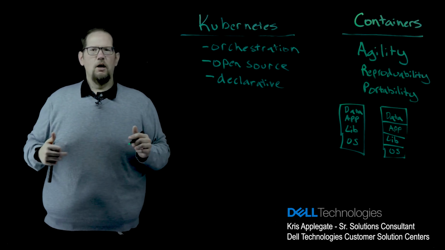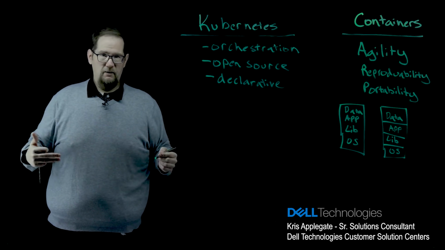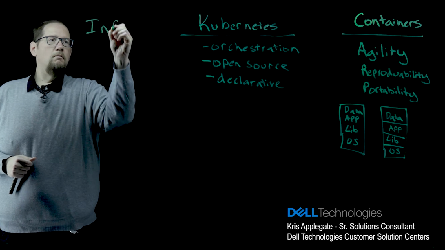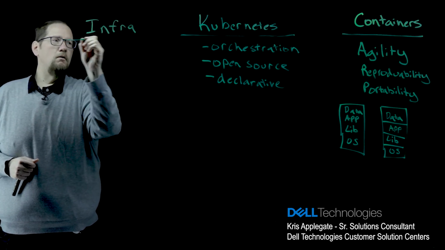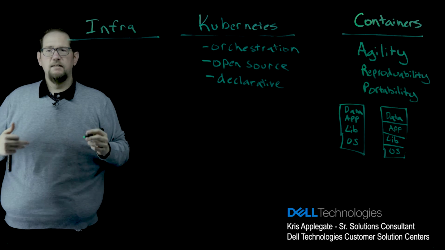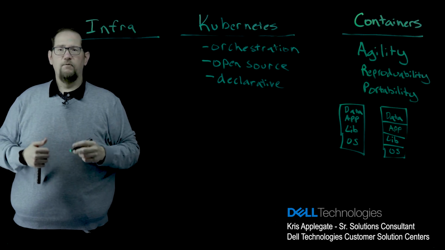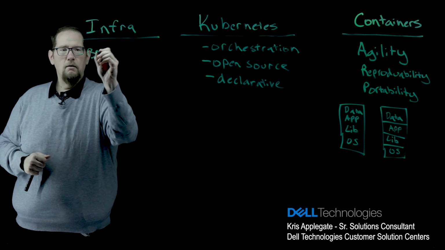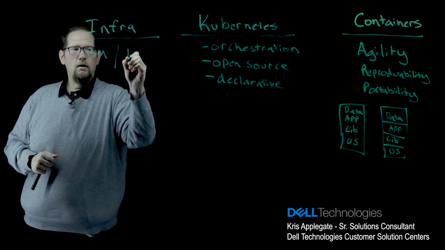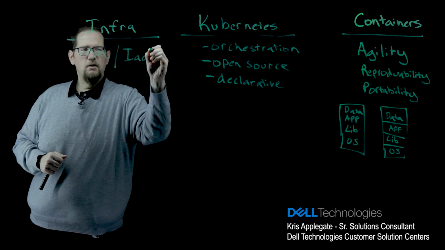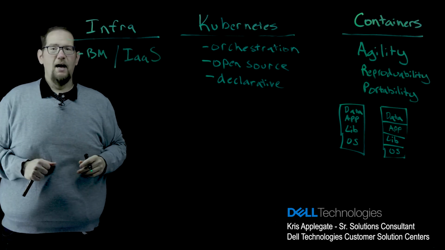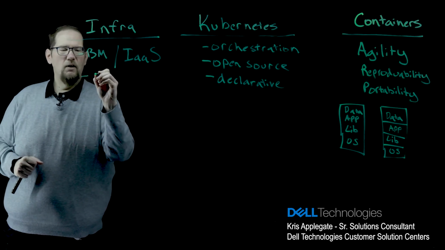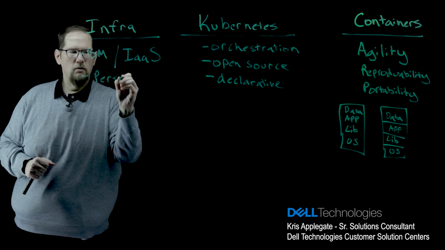Right? So now let's talk a little bit about the infrastructure needs that you have for Kubernetes. Well, you first have to make the decision if you're going to run this in virtual machines or you're going to run it in bare metal. And when you run it in virtual machines, oftentimes you're running it on an infrastructure as a service.